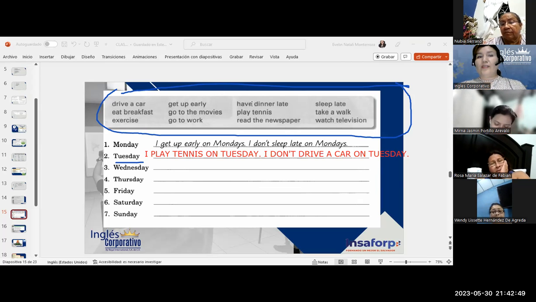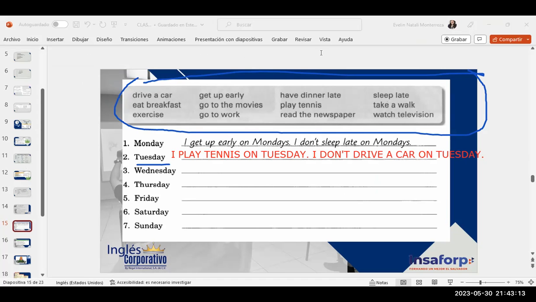You can use any of these verbs. Si pueden ocupar he, she, we, they. It's okay. You can say my mother, my sister, my brother. Let me know when you have it. Me avisan cuando las tenga. I will give you time.